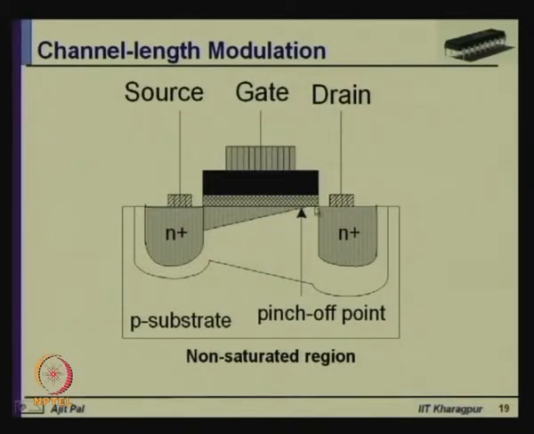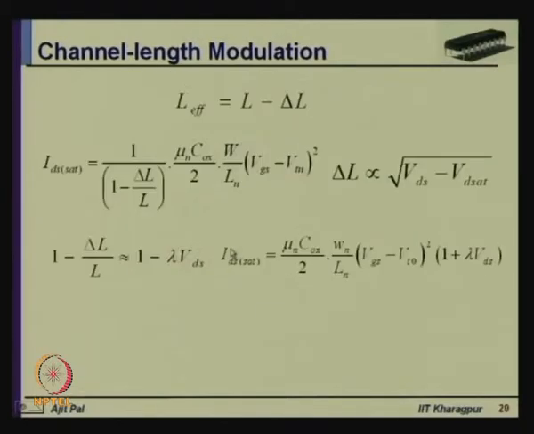So, here there is a small region where there is no charge carrier. Essentially, the channel length is now becoming smaller than the physical length of the device. So, the effective channel length is smaller, and that is why we call it channel length modulation. Essentially it is dependent on the drain voltage. How do you take it into account?